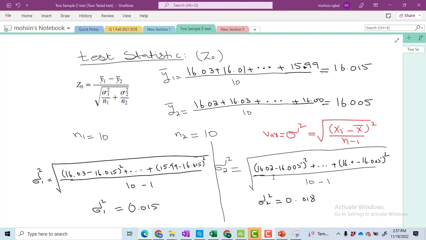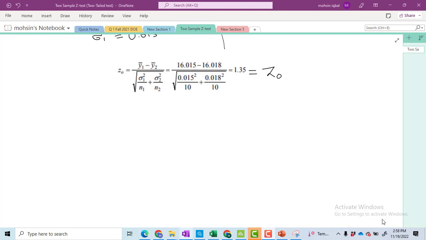in the calculator. After solving, I got the standard deviation for sample 1 as 0.015, whereas the second sample has been solved in a similar way and we got 0.018. After putting in all of the calculated values, we got z naught equal to 1.35.